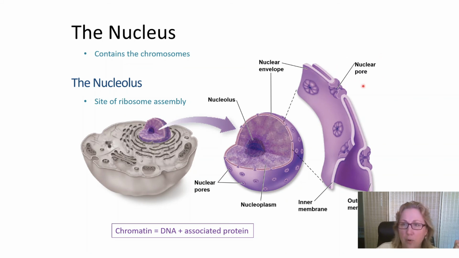The nuclear pores are huge protein complexes that regulate the traffic in and out of the nucleus. They allow RNAs to pass back and forth. They allow ribosomes to get out of the nucleus when they are completed. They allow various signaling molecules to get in and out, but they don't allow DNA in or out of the nucleus.